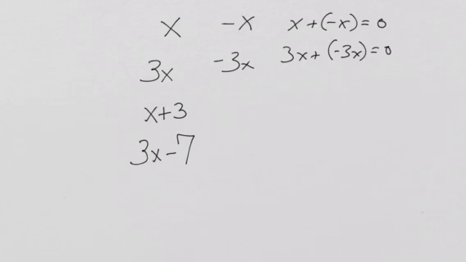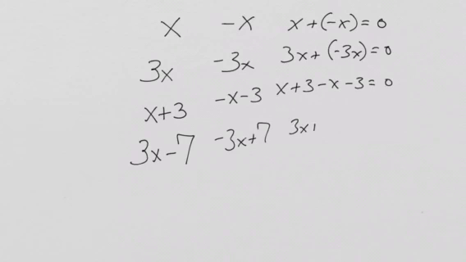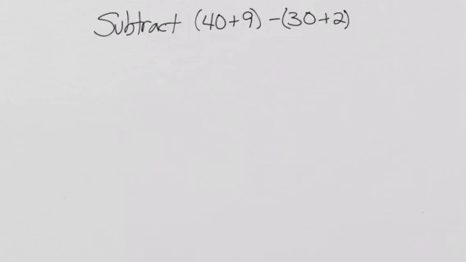What about x plus 3? What would be the opposite of that? So we'd have a -x and a -3. Why? Because x plus 3 minus x minus 3 equals 0. Well, how about this one? Let's do -3x plus 7. Oops, I'm sorry, that should have been a minus right there. So 3x minus 7 minus 3x plus 7, well, that all cancels out and equals 0.